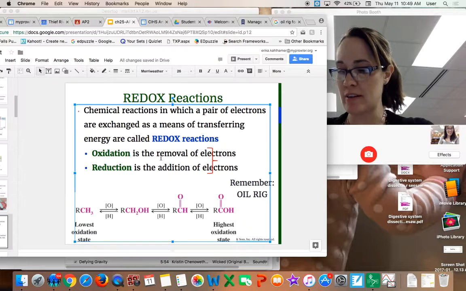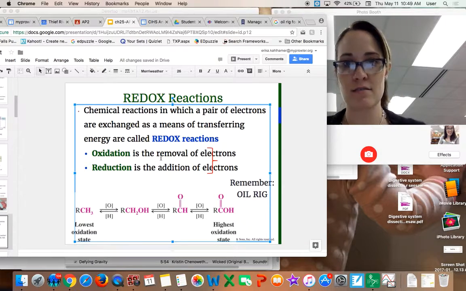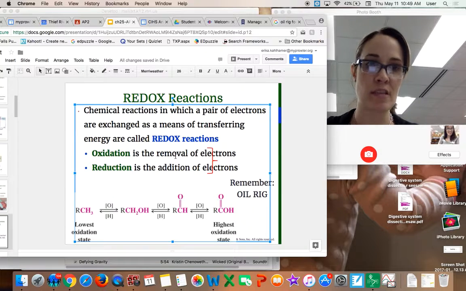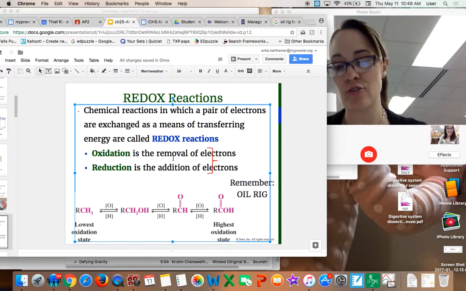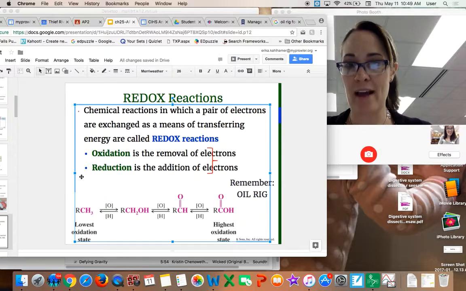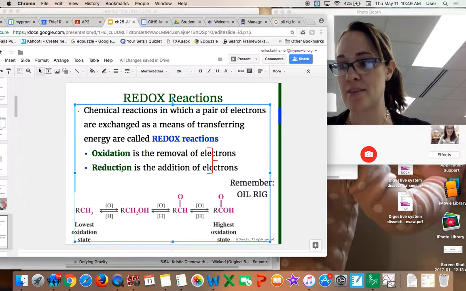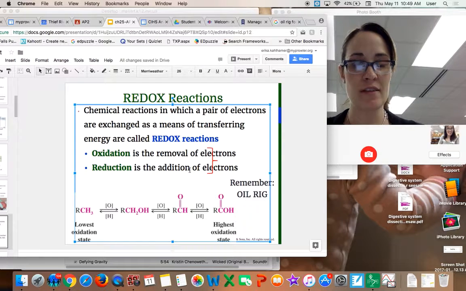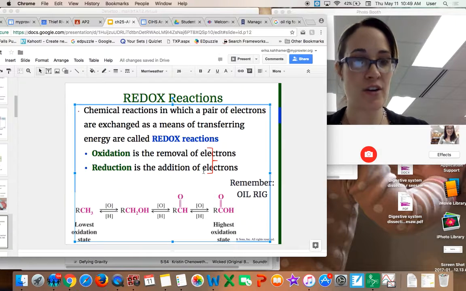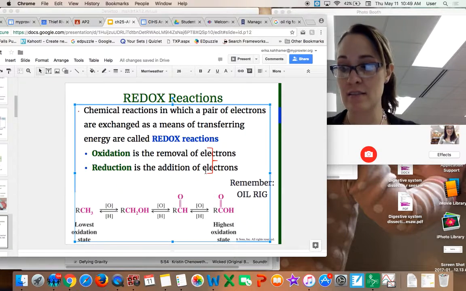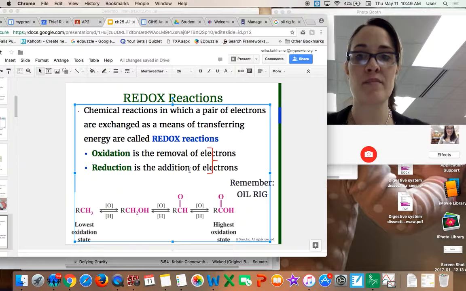Oxidation is the removal of electrons, which decreases the energy content. And removal of electrons also means removal of hydrogen ions, so it's also called dehydrogenation reactions. Reduction is the opposite. It's the addition of electrons or addition of hydrogen ions, which increases the energy content of the molecule.